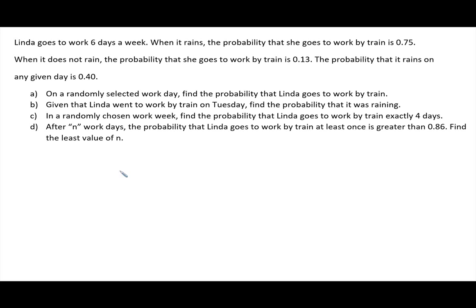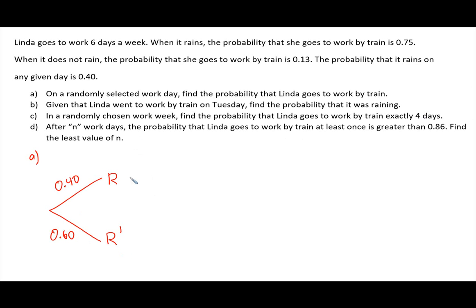Okay, so part A here, based on the given information, this sounds like just a straight probability question that we can solve using a tree diagram. So I'm going to have to make a tree diagram. First of all, it's either going to rain or it doesn't rain, right? So this is rain, doesn't rain. Now it says the probability that it rains on any given day is 0.4. So rain is 0.40, so not rain has to be 0.60, okay, for not rain.